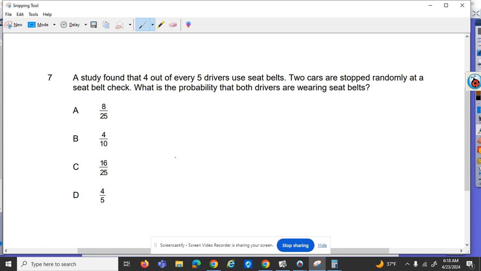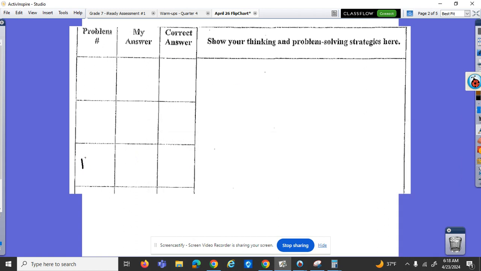A study found that 4 out of every 5 drivers use seatbelts. 2 cars are stopped randomly at a seatbelt check. What is the probability that both, keyword both, drivers are wearing seatbelts? Remember, I mentioned to you how the word both is over on our word wall for probability, and it means that we're going to have to do some multiplication. So it means that we want more than one thing to happen. It's a compound event.